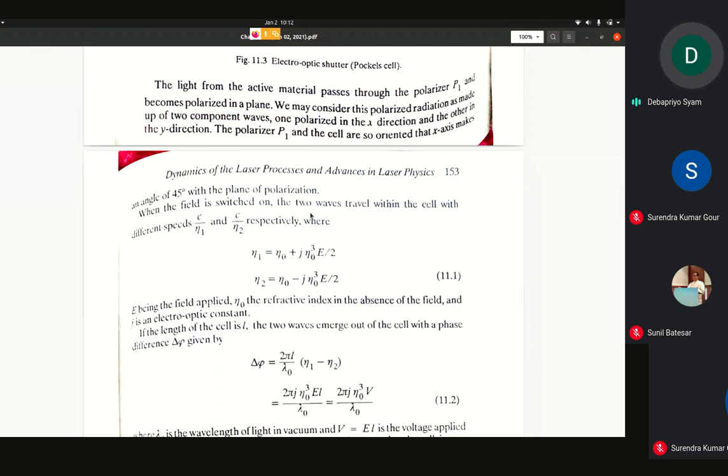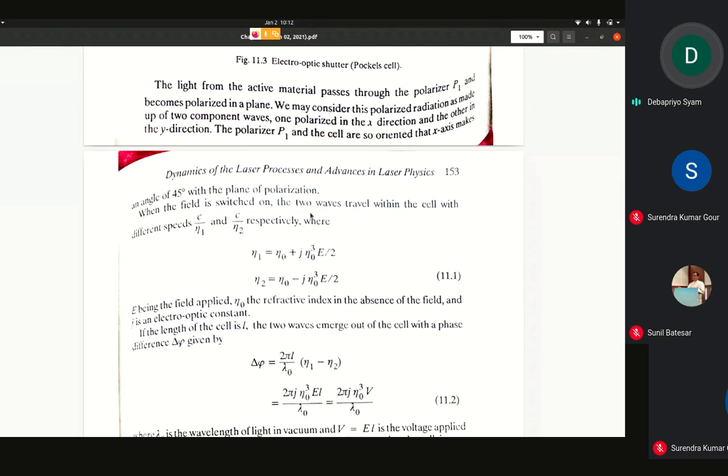If the phase difference between the component whose polarization is along the x-axis and the component whose polarization is along the y-axis differ by pi, then the overall electric vector rotates by an angle pi by 2.